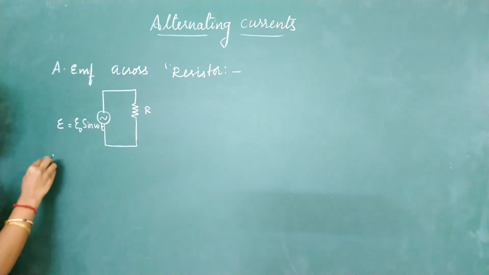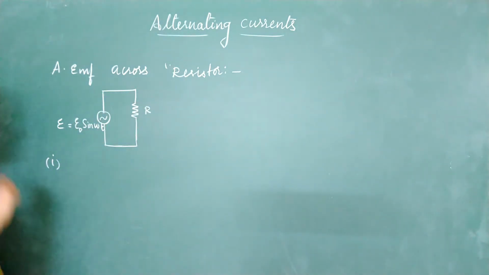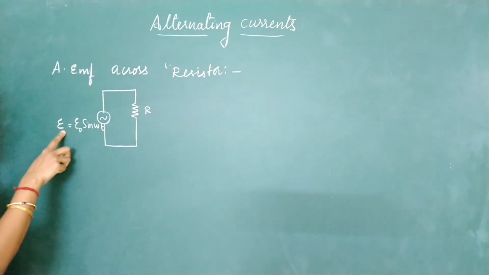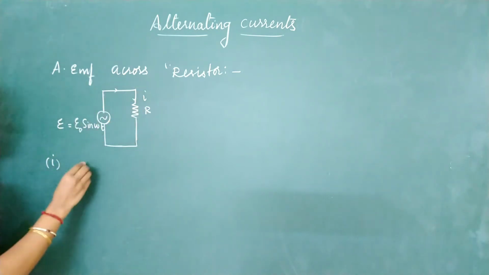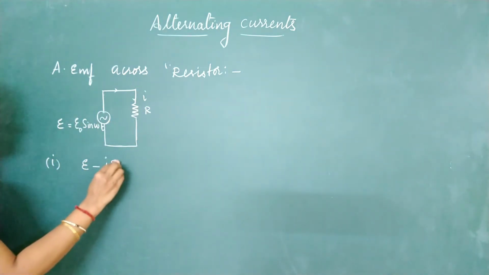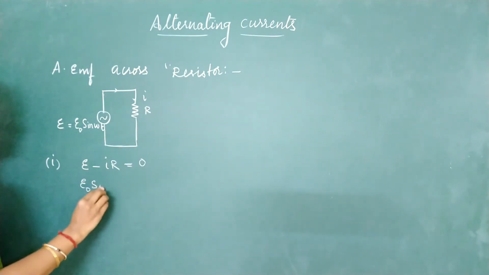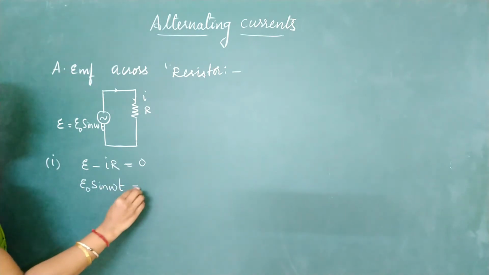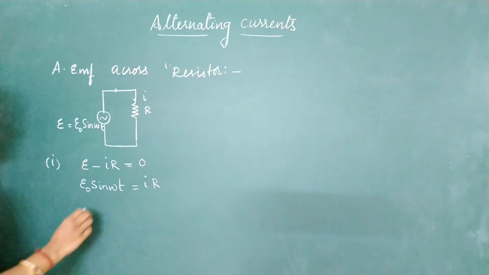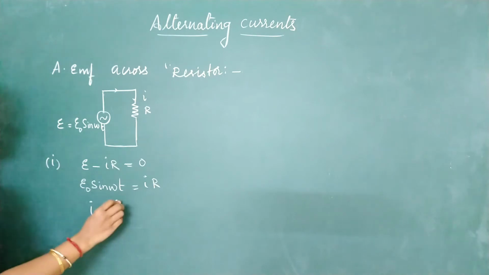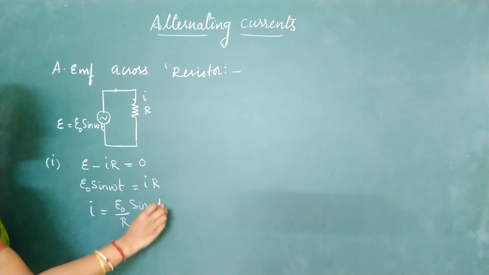The first step is to find out what will be the current in the circuit. To get the current, apply Kirchhoff's law. Applied EMF is E, let the current be I, and resistance is R. So if I apply Kirchhoff's law, E minus IR should be equal to 0. Replace E with E0 sine omega t: E0 sine omega t minus IR is 0, or E0 sine omega t is I into capital R. So the equation for current is E0 by capital R into sine omega t.